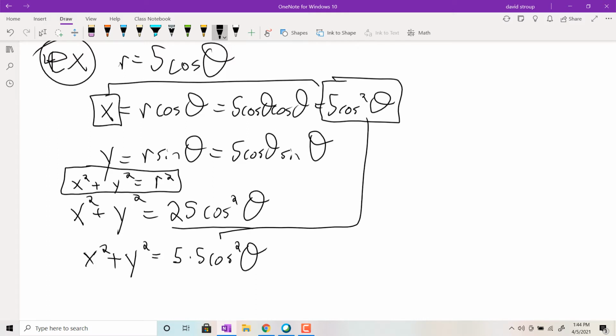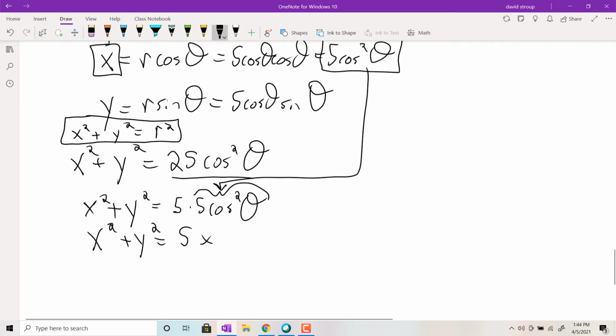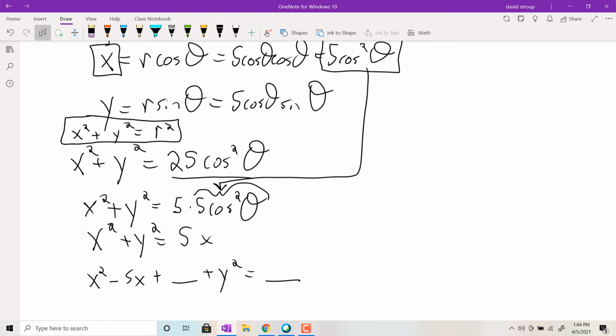Okay, so we could replace this portion with just x, and we get x squared plus y squared equals 5x. And that, believe it or not, is the equation of a circle. You have to complete the square to make it happen. Blank plus y squared equals blank. So the b over 2a thing, negative 5 over 2, squared would be 25 over 4 on both sides. And so you get x minus 5 halves squared plus y squared equals 25 fourths.